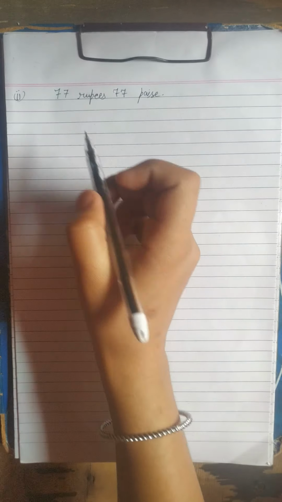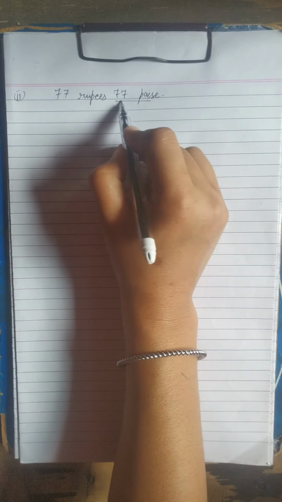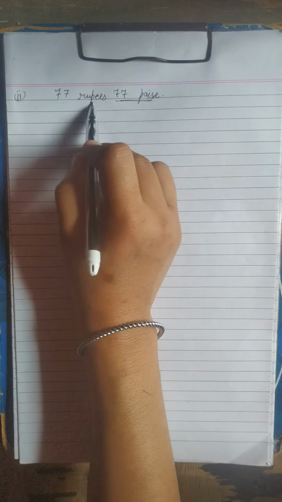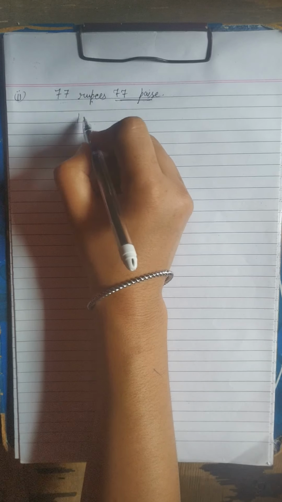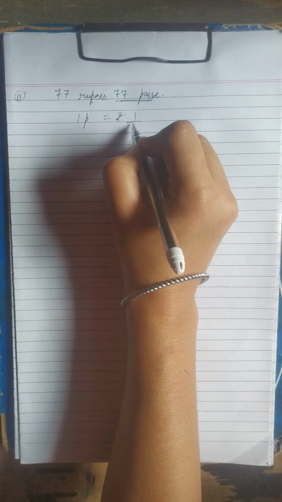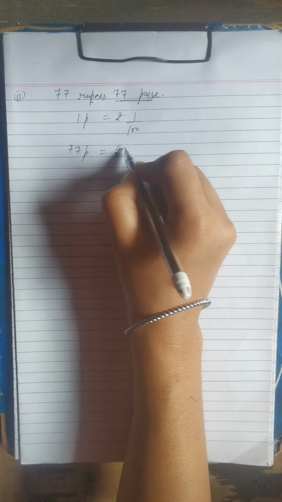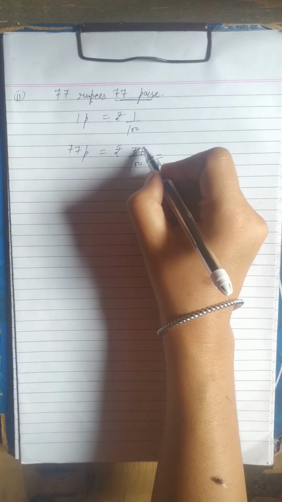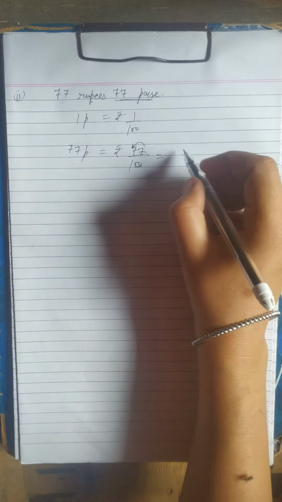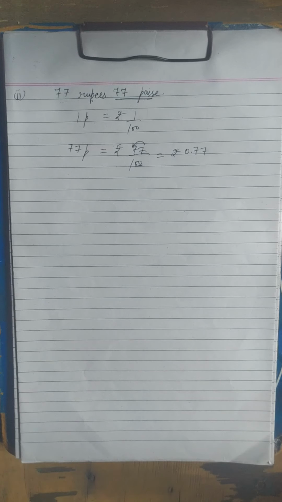So our next part is 77 rupees and 77 paise. We will convert only the paise into rupees. This is already in rupees. So we have to convert paise into rupees. In 1 paise how many rupees are there? 1 by 100. So in 77 paise how many rupees will be there? 77 by 100. Now how to write this in decimal form? 2 digits we have to leave in the decimal part. So this is equal to rupees 0.77.